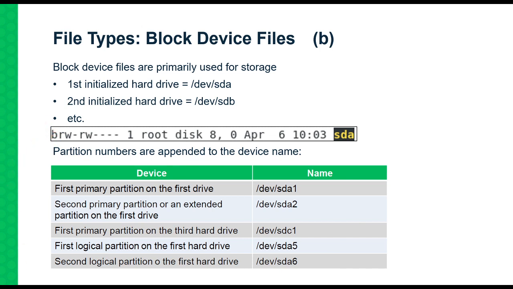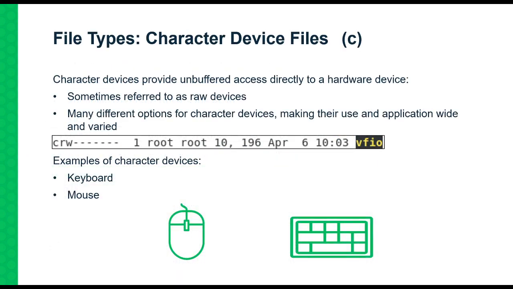Our next device file is called character devices. It's indicated by a C. So our character devices provide unbuffered access directly to the hardware, sometimes referred to as raw devices. There are many different options for character devices, and the applications are wide and varied. So we've got a lot of purposes for the character devices. Some examples of character devices are our keyboard and mouse. This is indicated with the C in front.